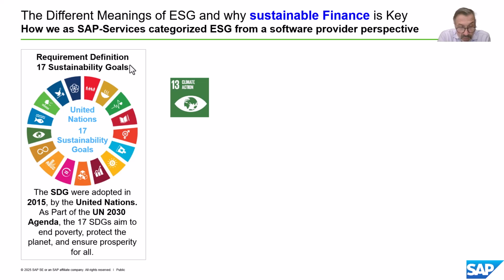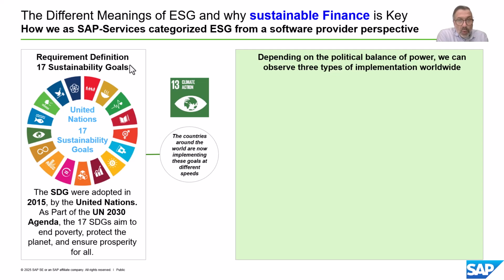This is really important to mention because these goals have no legislative character, because the United Nations has no legal power. This is the reason why countries around the world are now implementing these goals at different speeds. What we as SAP can observe is that we can categorize the speeds around the world in 3 different dimensions. Depending on the political balance of power in a specific region or country, we can observe 3 types of implementation worldwide.